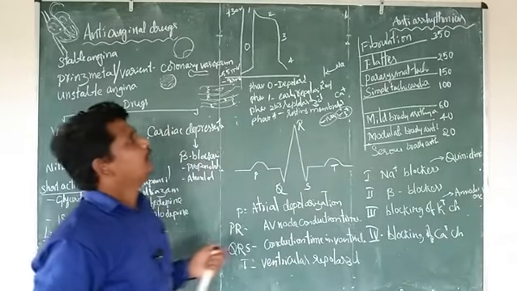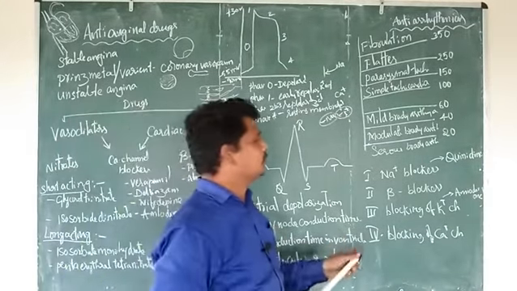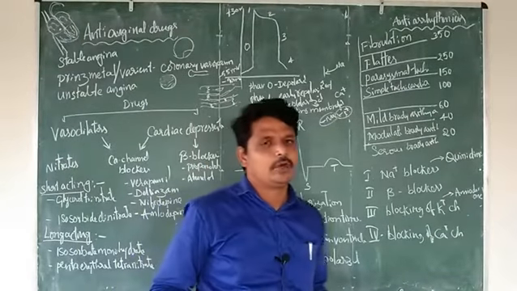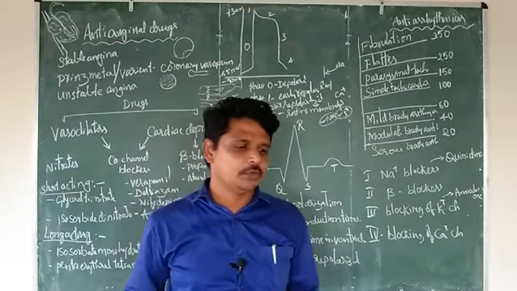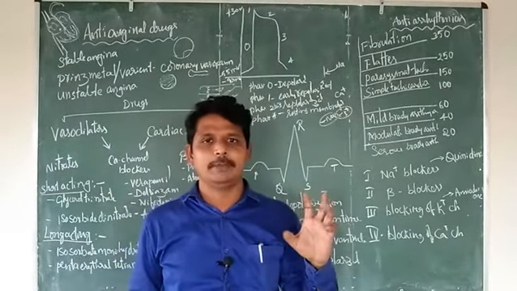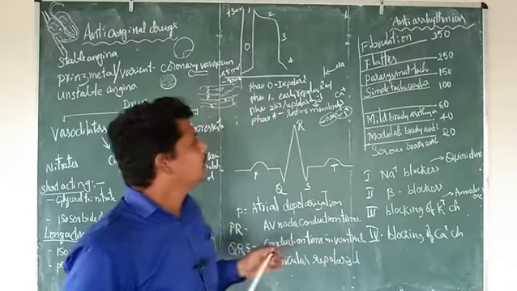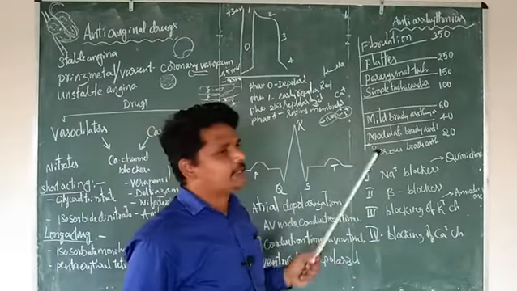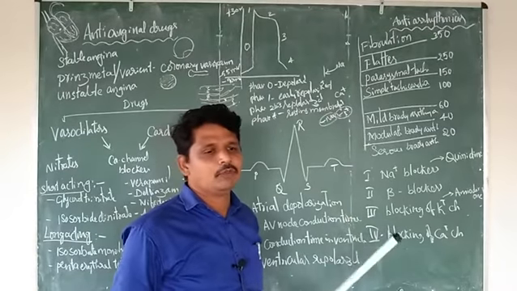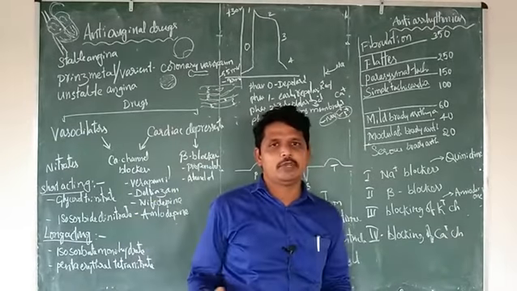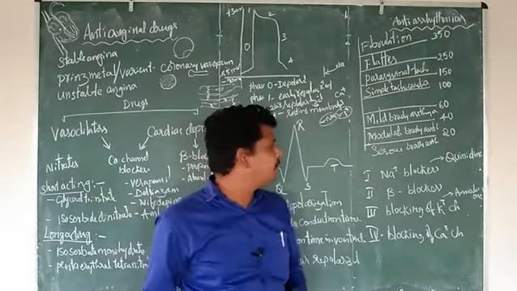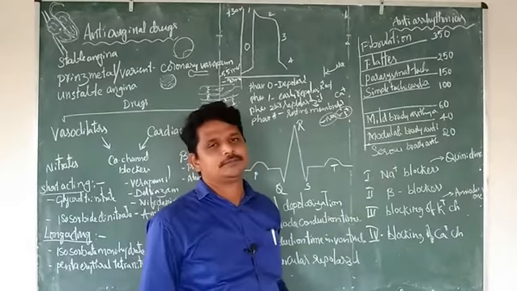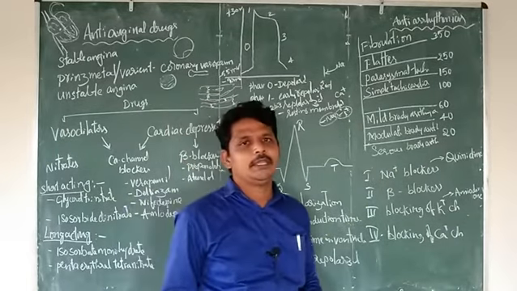Okay, so next, anti-arrhythmic drugs. Here the heart follows a rhythm, lub dub, right? Normally the heart beats 72 times per minute in the normal condition. It may vary from 60 to 100, and this is also said to be normal.